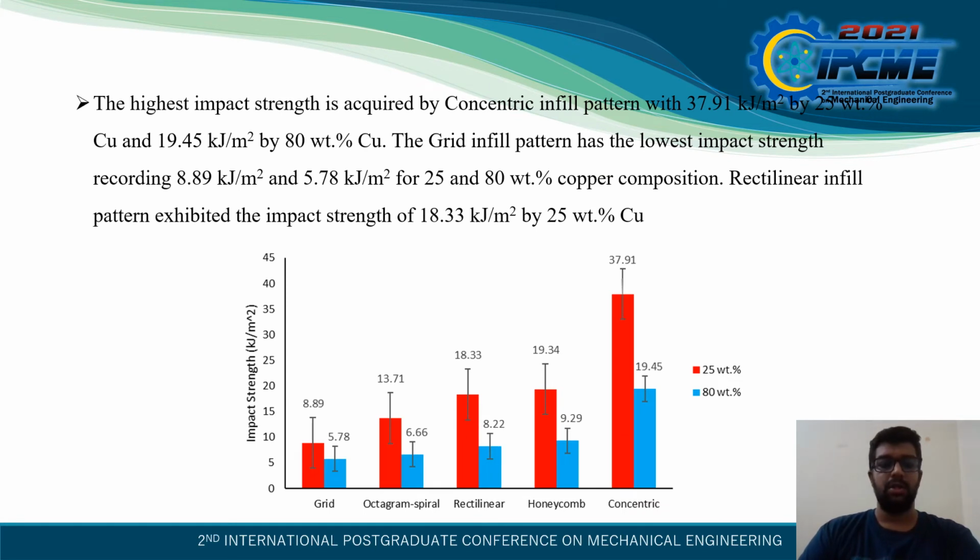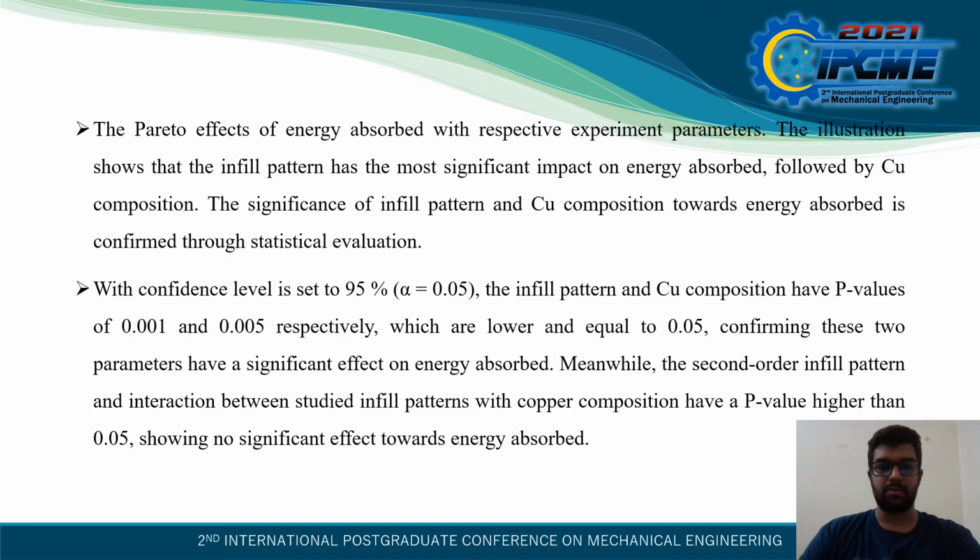And also this is the impact strength of this process. Here the highest impact strength is 37.91 kilojoules per meter squared, noted at 25 percent of copper with PLA, and 90.45 with the 80 percent. And the grid infill pattern has the lowest impact strength of 5.78 at 80 weight percent.